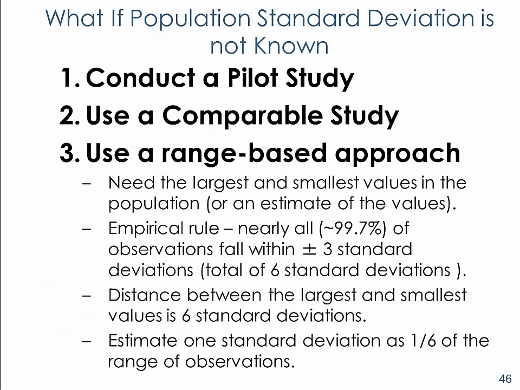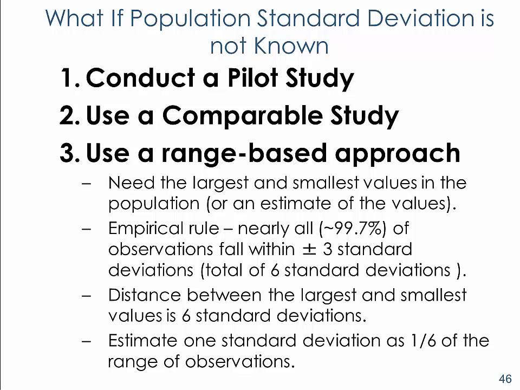If you have access to a large enough sample size, you can collect a small sample, do a study on the small sample of the population, determine the sample standard deviation, and use it as an estimate of sigma, the population standard deviation. You can use a comparable study. So if somebody else has done a similar study before, you can use their standard deviation as an estimate of population standard deviation. You can use a range-based approach.